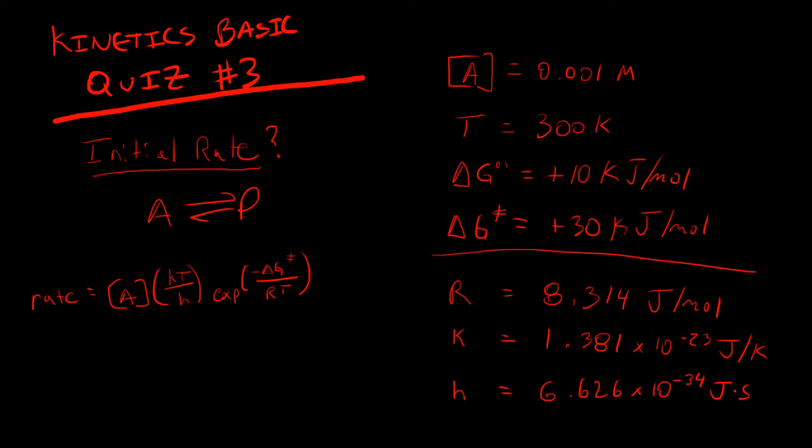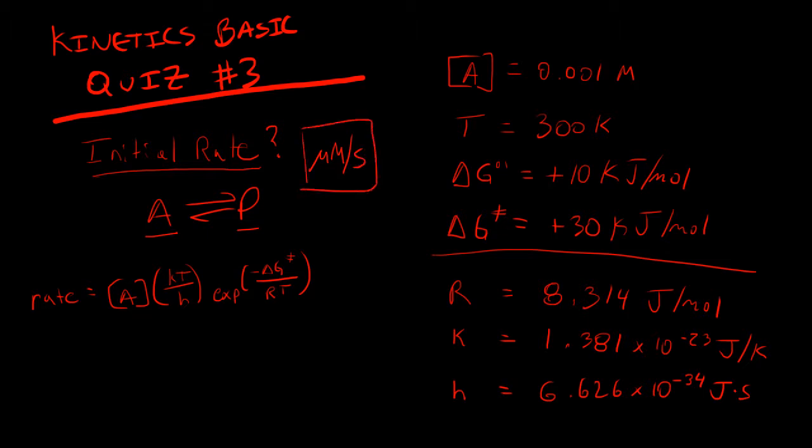Hey guys, had another question on this Kinetics basic quiz, question number 3, and I thought I'd just spend a couple minutes going through how to solve this. And basically what it is, is a massive plug and chug type question that becomes a game of units. So this question asks for the initial rate in the equilibrium of substrate A going to product P, and it wants the initial rate in the units of micromolar per second.